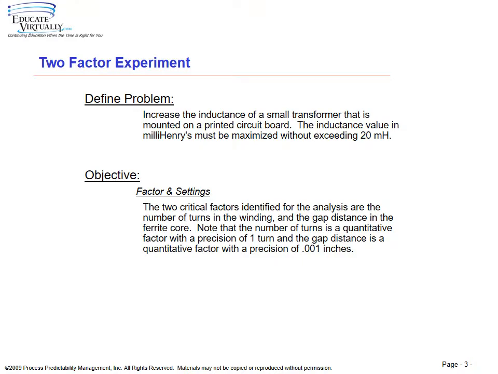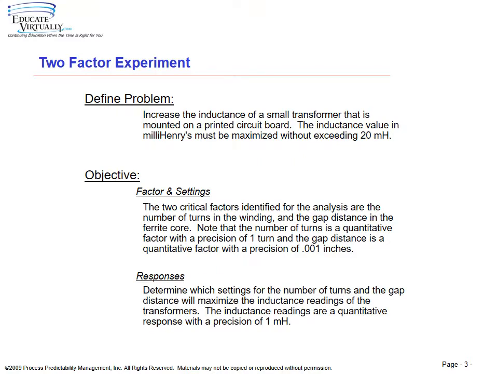The objective is to figure out which factors and which settings are going to maximize our inductance values without exceeding 20 millihenries. So we have two critical factors that have been identified for the analysis. One is the number of turns in the winding, and the other is the gap distance between the ferrite cores. The number of turns is a quantitative factor, and we can measure that with a precision of 1 turn. We can also measure the gap distance with a precision of 1/1000th of an inch.